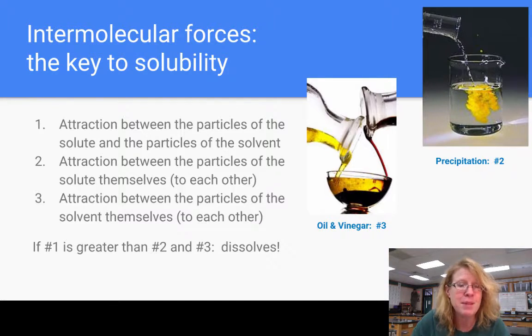On the other hand, sometimes things don't dissolve. When you have a precipitation reaction, for example, and you're forming a solid, that means that the particles of the solute are so strongly attracted to one another that the water simply cannot pull them apart, and you have a solid that forms, the precipitate.